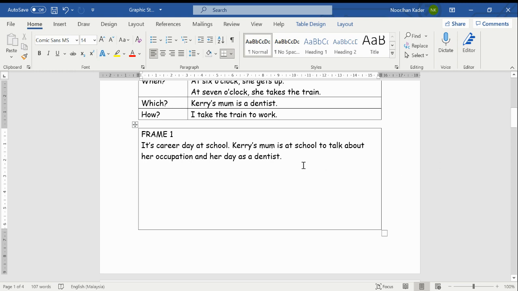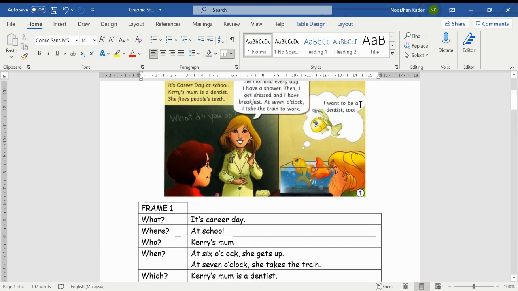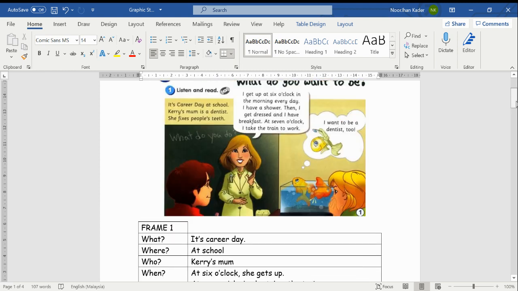So we will talk about the yellow goldfish now. Okay, what does the yellow goldfish say? It says, I want to be a dentist too. Take note, this is the first speech. It says that it wants to be a dentist.